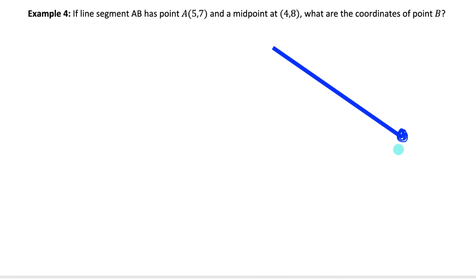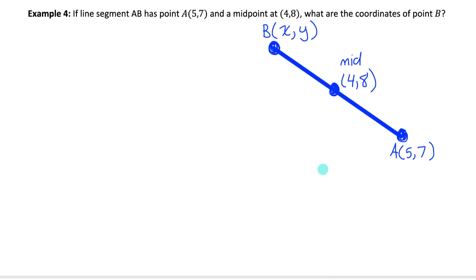We'll call this one here A. I know that's at 5, 7. I don't know the other endpoint. I don't know point B. Point B, I'm not sure what the coordinates of that point are. So I don't know what x and y are for that point. But I do know what the midpoint is. It tells me that the midpoint is at 4, 8. So our job in this question is to solve for what are the x and y coordinates of endpoint B.